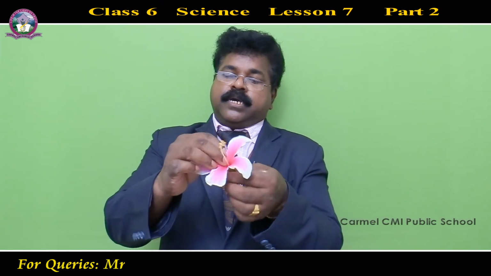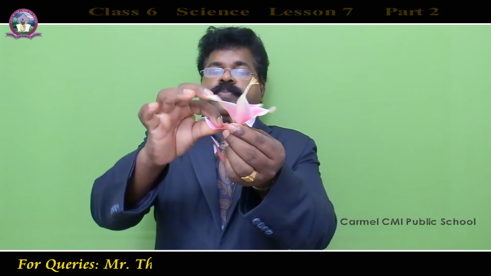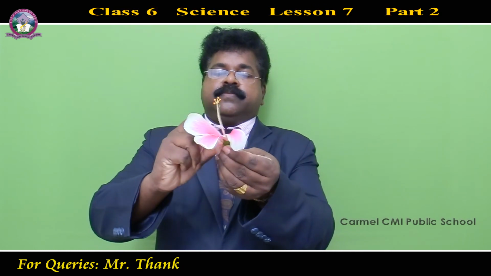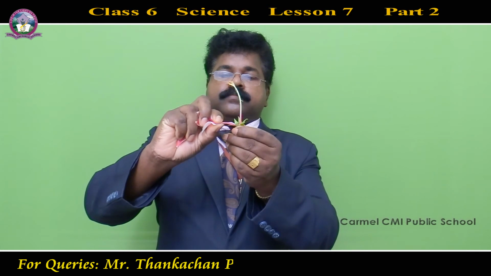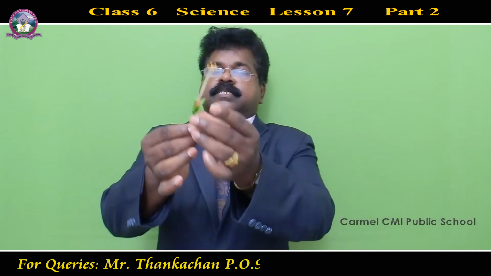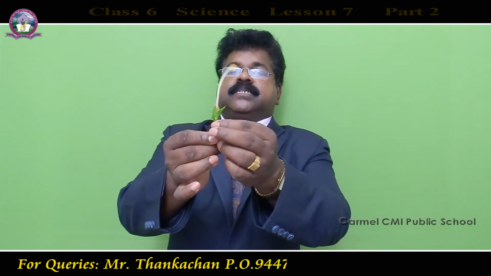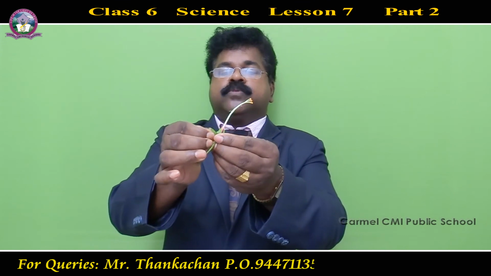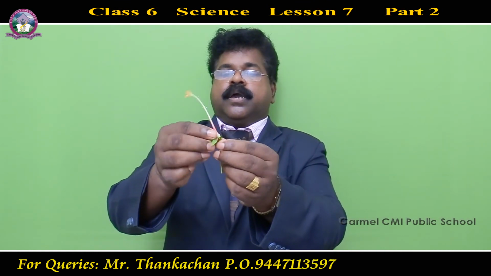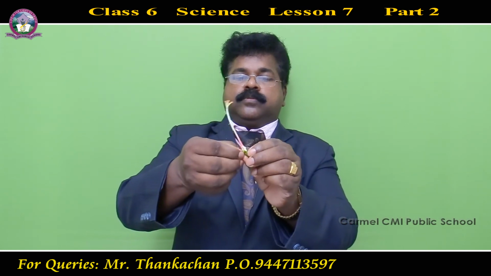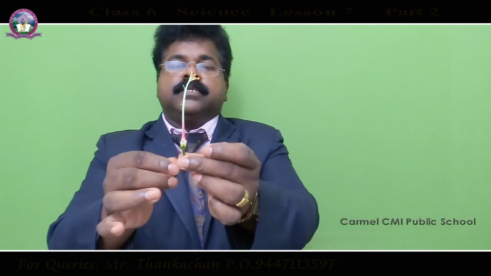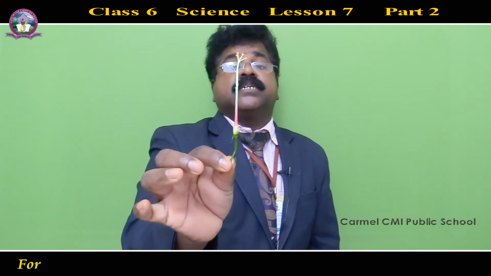Then you can observe here, suppose if you remove all these petals, you can observe it very clearly. I am going to remove these petals. Now down you can observe there is a cup-like green structure, that is calyx. Let us remove that also. Now I have removed the calyx. Now you can see here, this is the female reproductive structure of hibiscus flower.